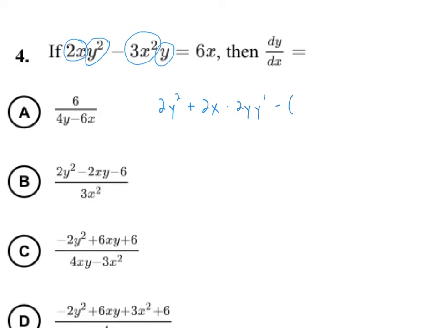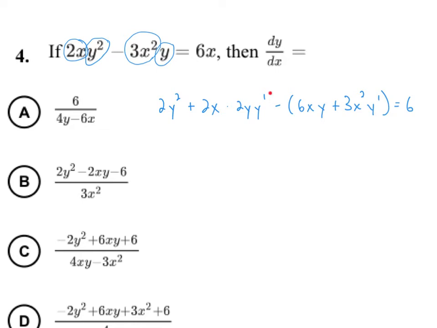Okay, then we'll do minus. We'll do the product rule for this second term. So the derivative of the first, 6x, times the second plus first times the derivative of the second. The derivative of y is y prime. And then the right-hand side, the derivative of 6x is 6.